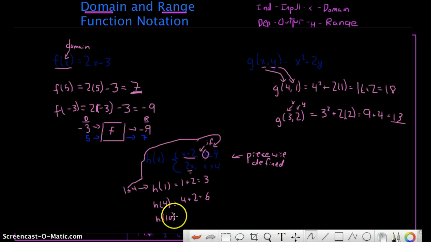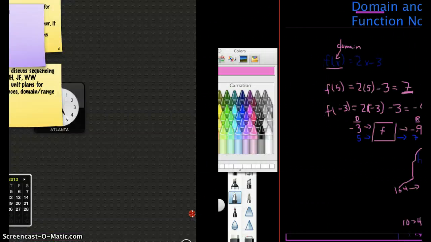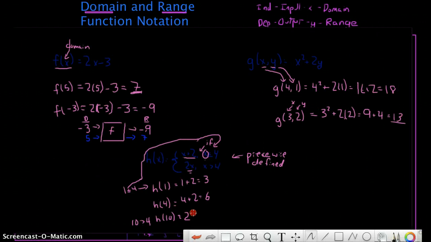Now I have h of 10. I know that 10 is greater than 4, so that tells me I have to use my bottom rule here, which says do 2 times the x value. From here I know the x value is 10, so 2 times 10 is 20.